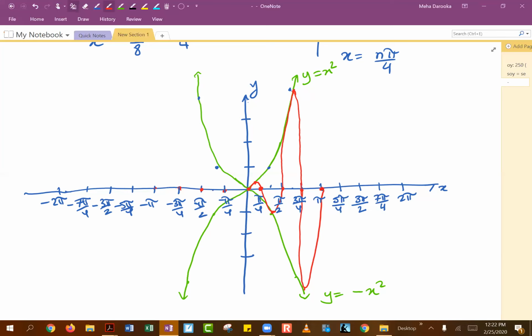And then, of course, doing that on the left-hand side. Since we started with the maximum, on the left-hand side, between 0 and negative pi over 4, you will be at a minimum. So this guy will be going down here. Then between negative pi halves and negative pi fourths, you're at a maximum. And then between negative 3 pi over 4 and negative pi halves, we are at a minimum.